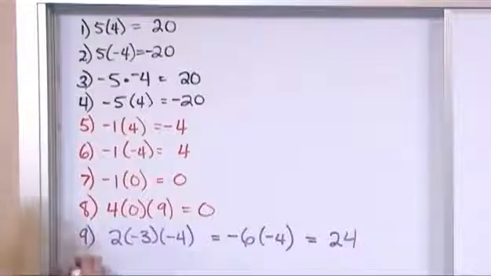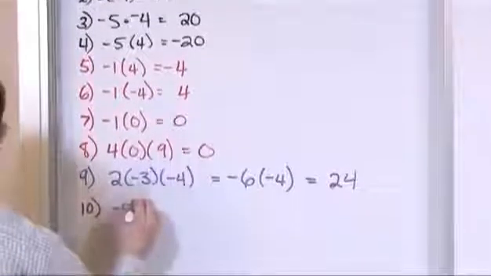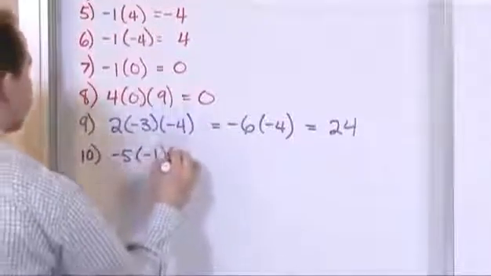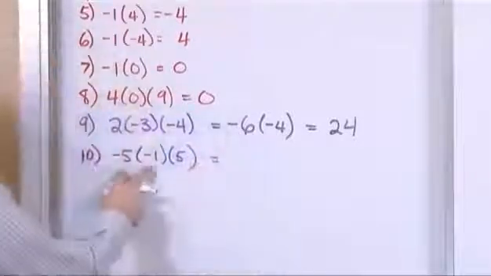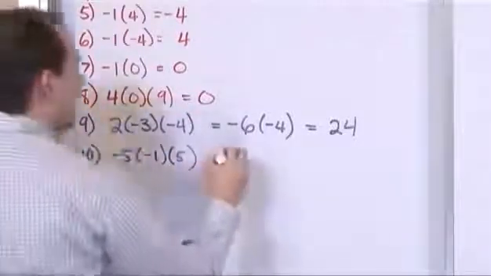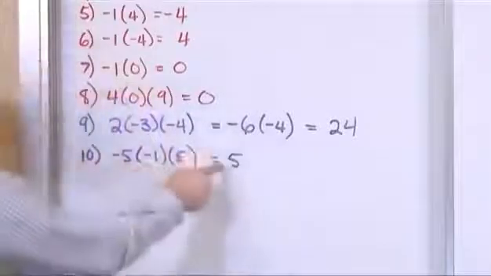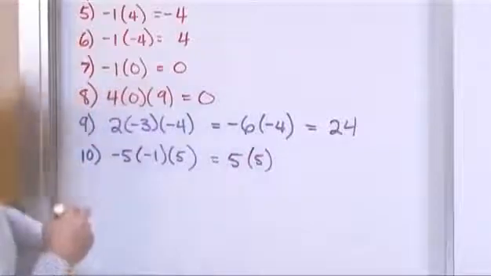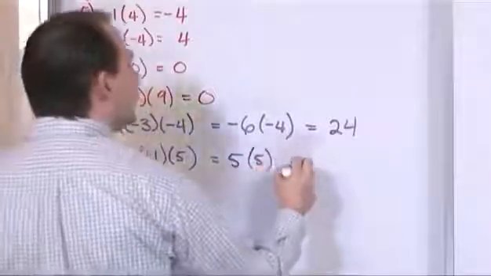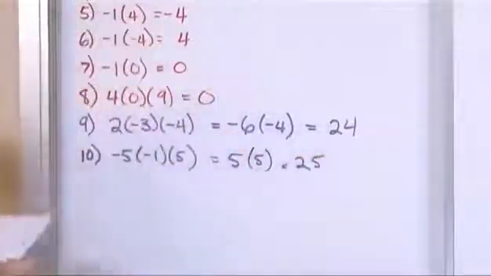Okay? Now let's say 10 is negative 5 times negative 1 times 5. So the same sort of thing. What I want you to do is multiply these two first. 1 times 5 is 5, and negative times negative gives us positive. But don't forget, we still have to multiply this by this 5. We haven't done that yet. And then 5 times 5 is, of course, 25. So the answer is a positive 25.